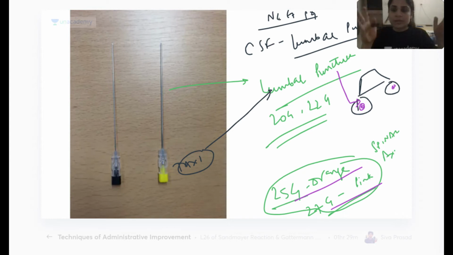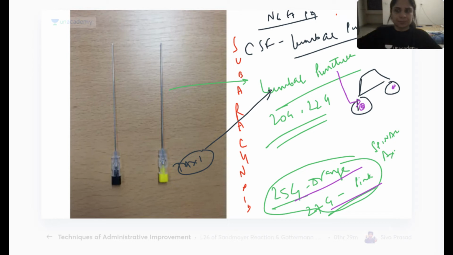Okay. What is the space from where you will get CSF, in both lumbar puncture as well as in spinal anesthesia? Where is the place from where you will get CSF? Yes, absolutely correct. It is in the subarachnoid space. And to reach the subarachnoid space, what is the last structure that you will pierce?